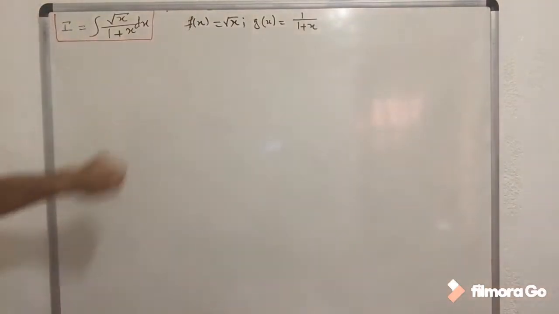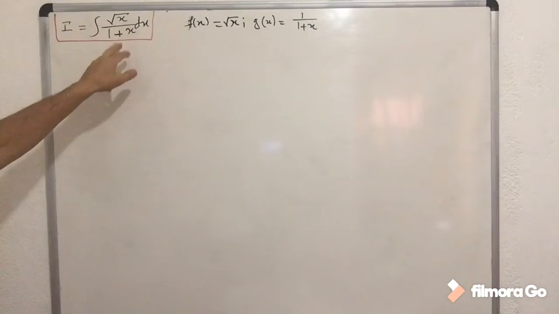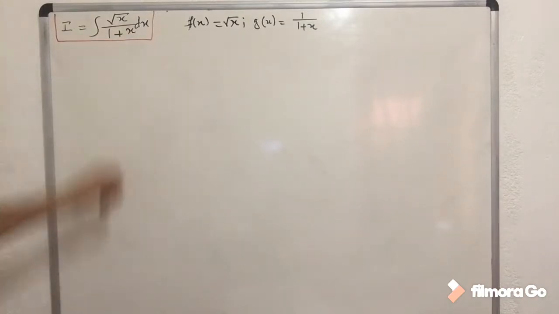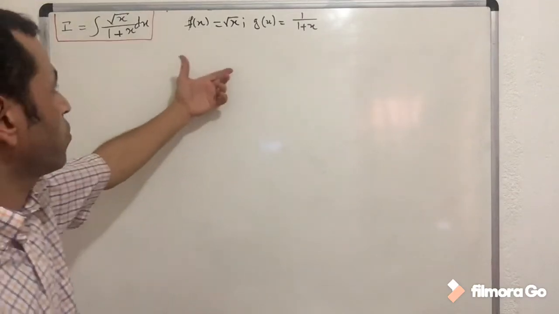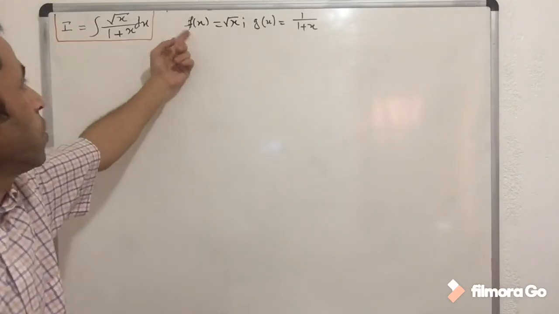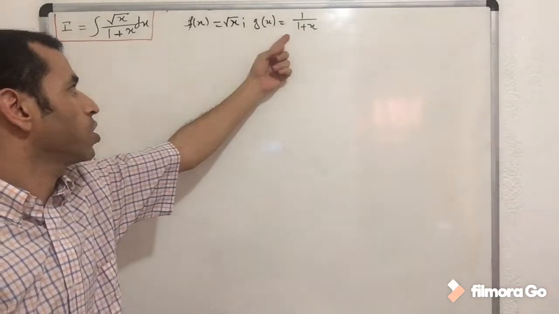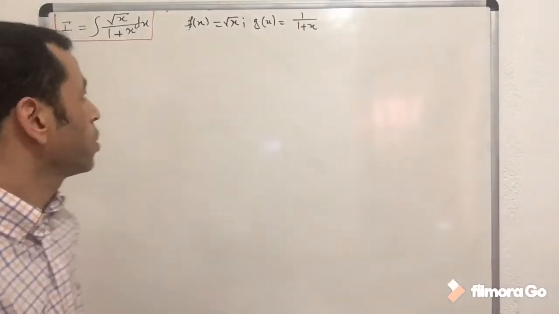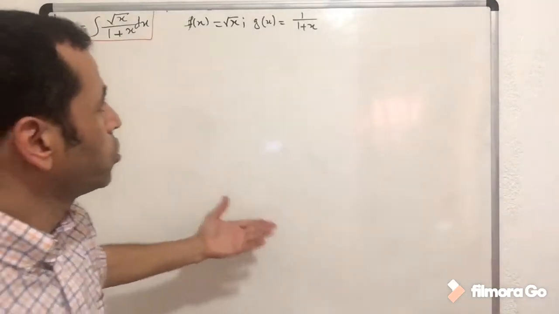Today's video we are going to evaluate this nice integral. We have the square root of x over 1 plus x dx. This is an indefinite integral and a simple integral. If you take a look here, you see two functions involved in this integral. You see f of x equals square root of x, and then g of x equals 1 over 1 plus x. So in order to solve this integral, we have only two ways.